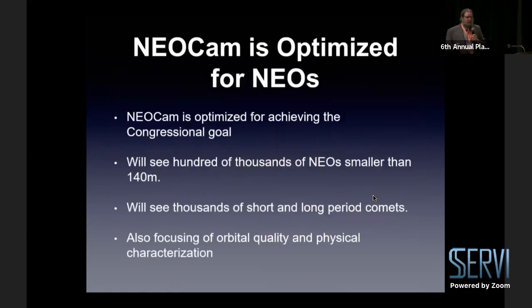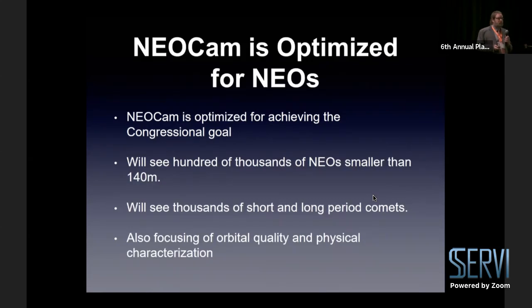So basically, I want to emphasize that NEOCam is optimized for NEOs. It is optimized to achieve the congressional goal of 90% of 140-meter objects. That, of course, doesn't mean that we'll only see 140-meter objects. Our simulations say we will detect about 300,000 NEOs smaller than 140 meters. This will be a really rich data set. Not only that, we will see thousands of short and long period comets.